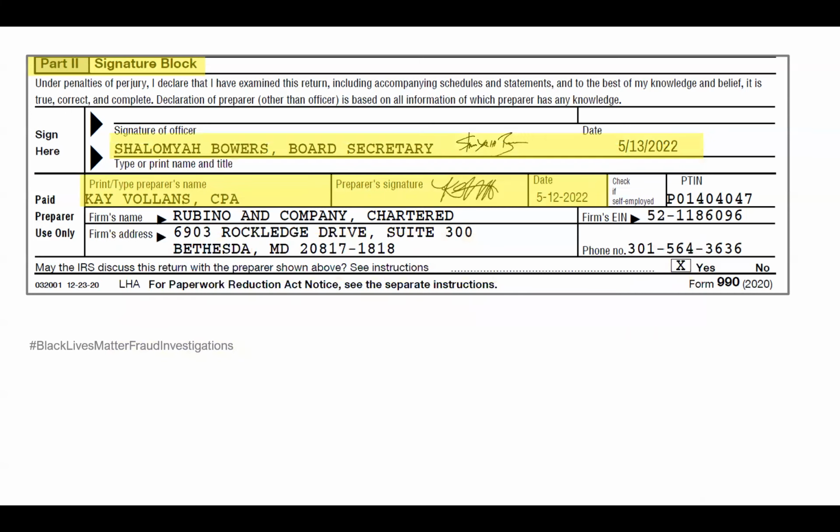Red flag number two is, again, the Charlamagne Bowers situation. Now, he is the board secretary as of the filing of this Form 990 information return. And note that he is signing off on this information return 1 day after it was submitted. 1 day after the CPA submitted the form, he signed it, stating that it was accurate as far as he could determine. That's unusual, especially for a Form 990 that's reporting $79 million.